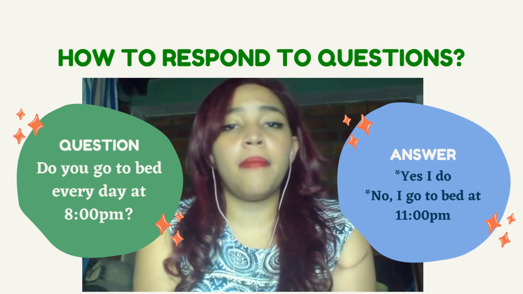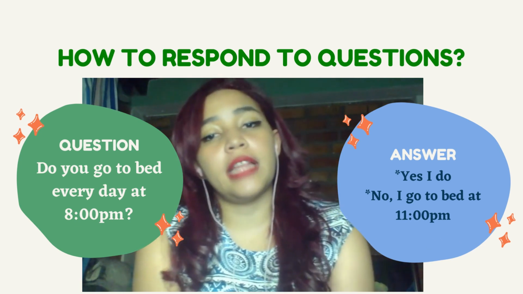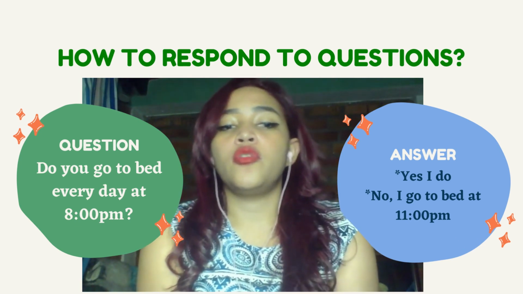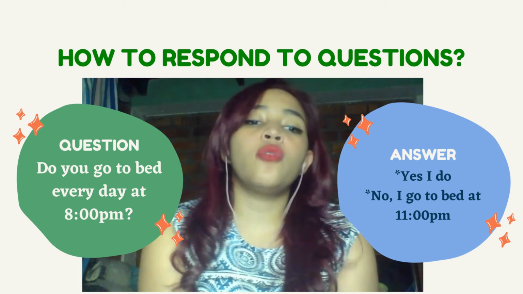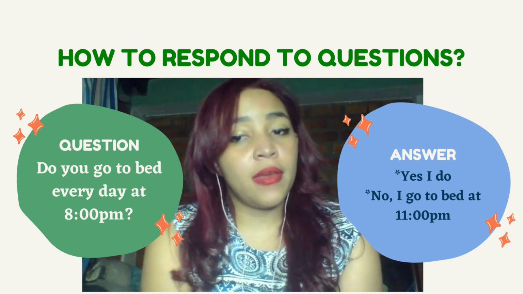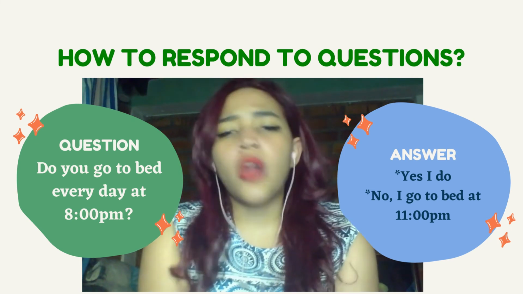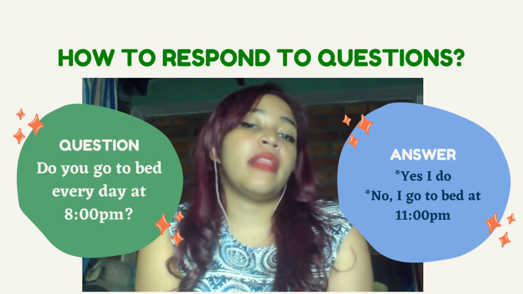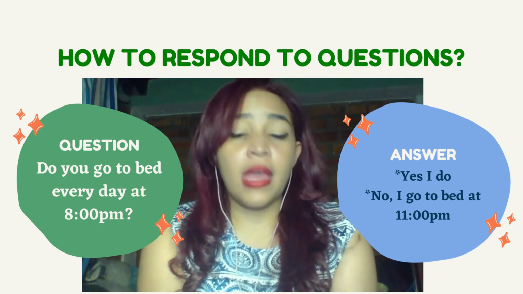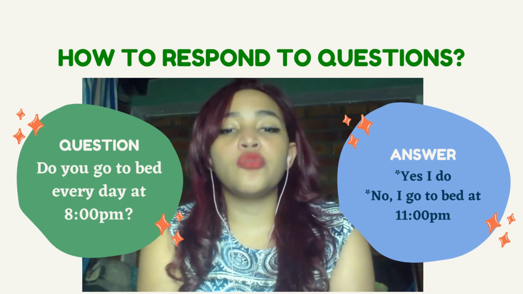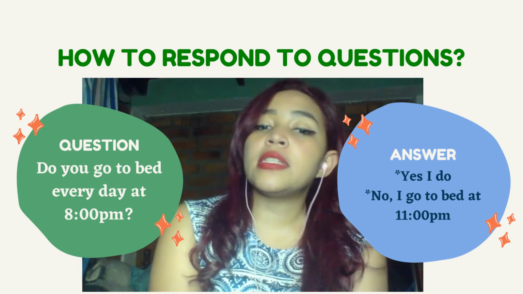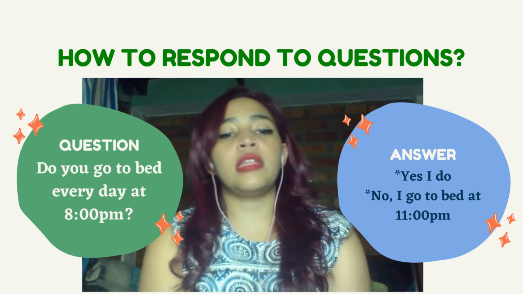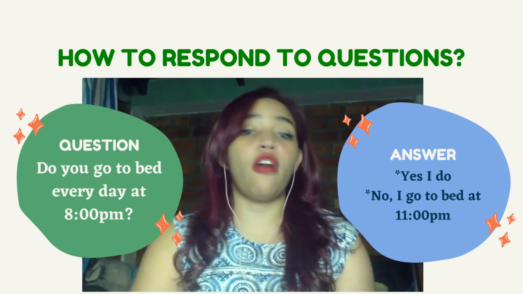There are other questions that might be related also to your daily routine. For example, do you go to bed every day at 8 p.m.? Or do you go to bed always at 8 p.m.? Yes, I do. No, I go to bed around 11 or at 11 p.m. It is important that we try to use complete sentences. Again, remember that they may use frequency adverbs or they may use only the word every day or any other time expression.